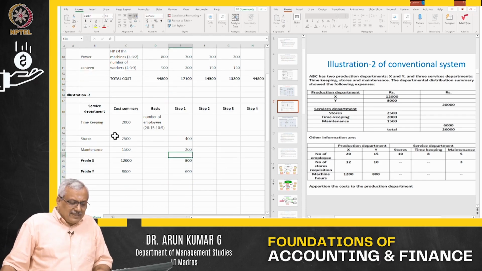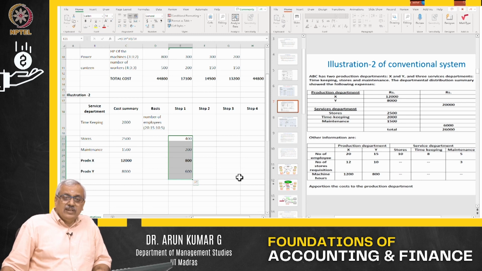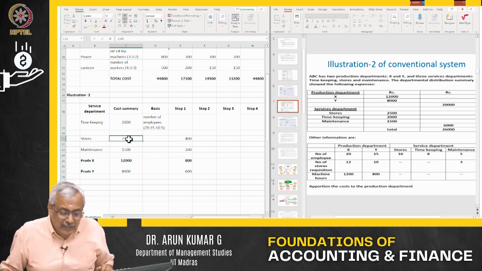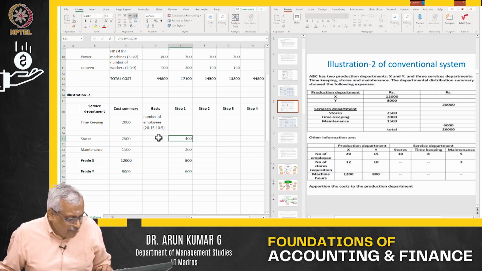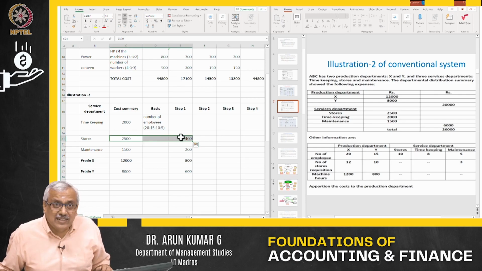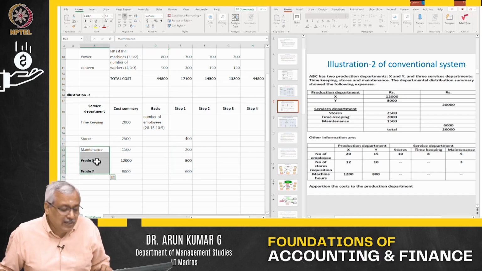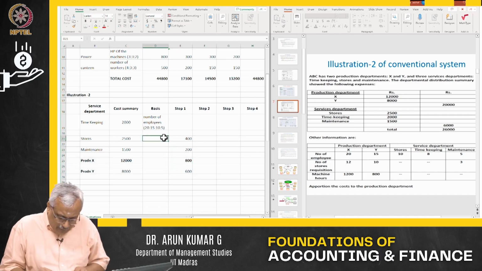Now, in this particular case, this is gone. So, this $2,000 is allocated among all of these. Next, I go towards allocating the stores cost. What is the stores cost? Stores had $2,500 of expenditure, and another $400 has been allocated to it. So, I have to allocate 2,500 plus 400, that is $2,900, among these 3 departments: maintenance, production X and Y. Now, stores department, what is the basis?